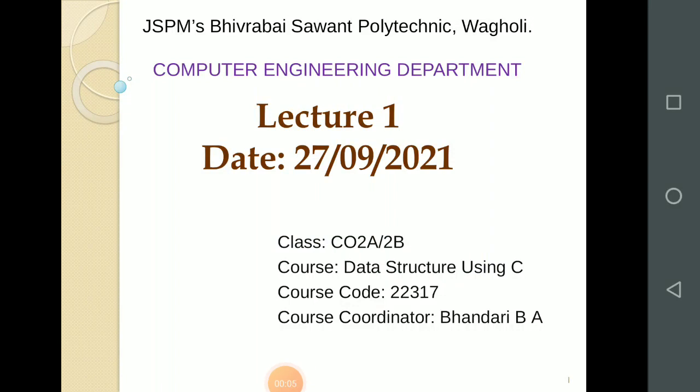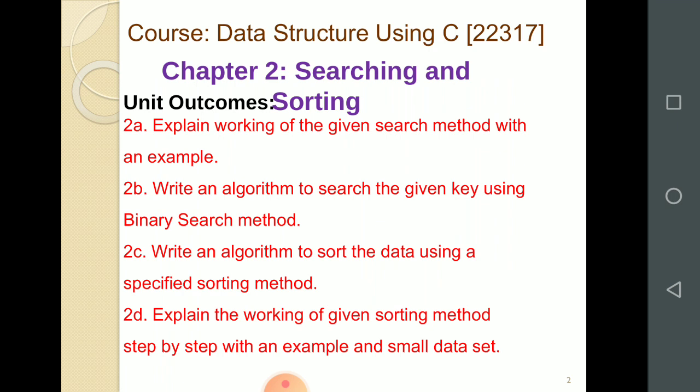Today we are starting our chapter number 2, searching and sorting. This is lecture 1 of chapter number 2. The subject is data structure using C. In that we have to learn different types of data structures. So what are the different operations we have to perform on these data structures?